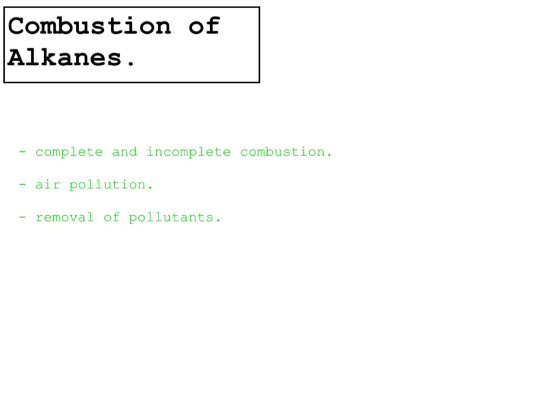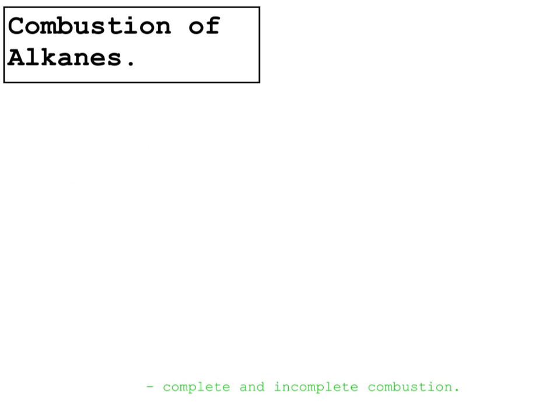By the end of this video you need to understand what complete and incomplete combustion are and be able to write equations for both. Know the different types of air pollution that are created and where they come from, and know how these types of air pollutants are removed from the air.